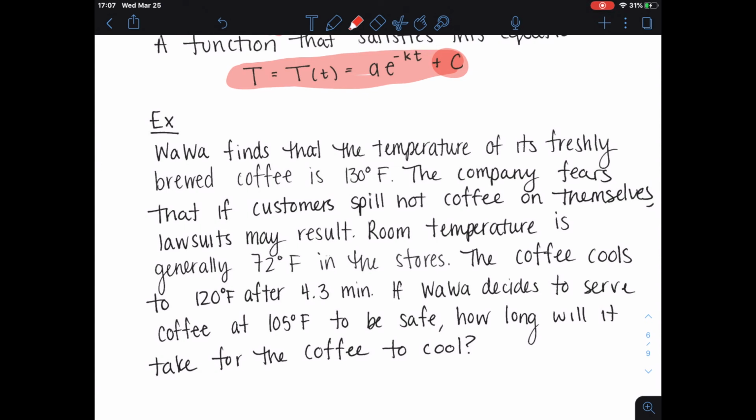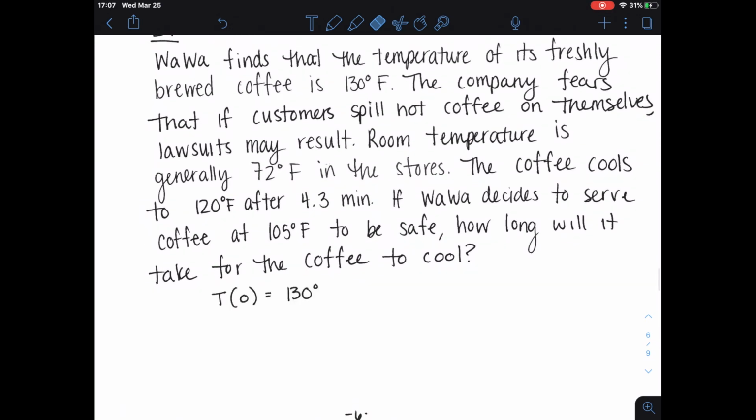So we have a lot of information that we're going to have to utilize to figure out how long I should wait until my coffee has cooled enough. So let's jot down some of that key information. First thing they tell us is that when we fresh brew the coffee, so the time is 0, it starts out at 130 degrees Fahrenheit. The temperature of their stores is 72. So this constant surrounding medium is 72 degrees Fahrenheit.